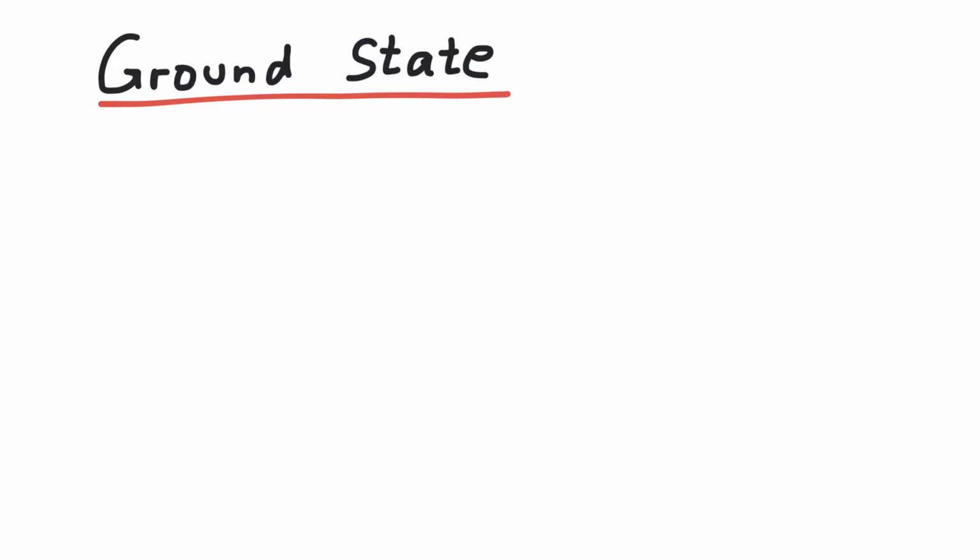In this video, we will calculate the ground state of the harmonic oscillator. We already called it |0⟩, but what does it look like? And to answer this, we need to ask a second question, that is, in which basis?